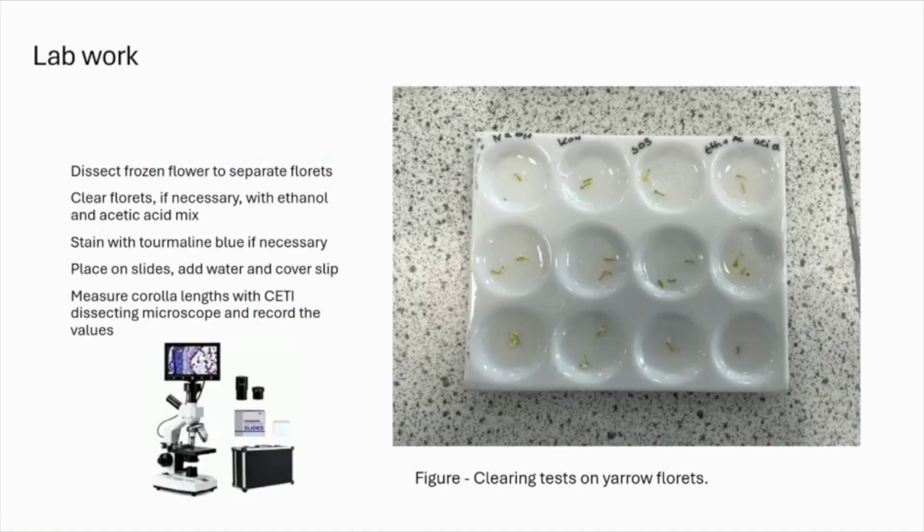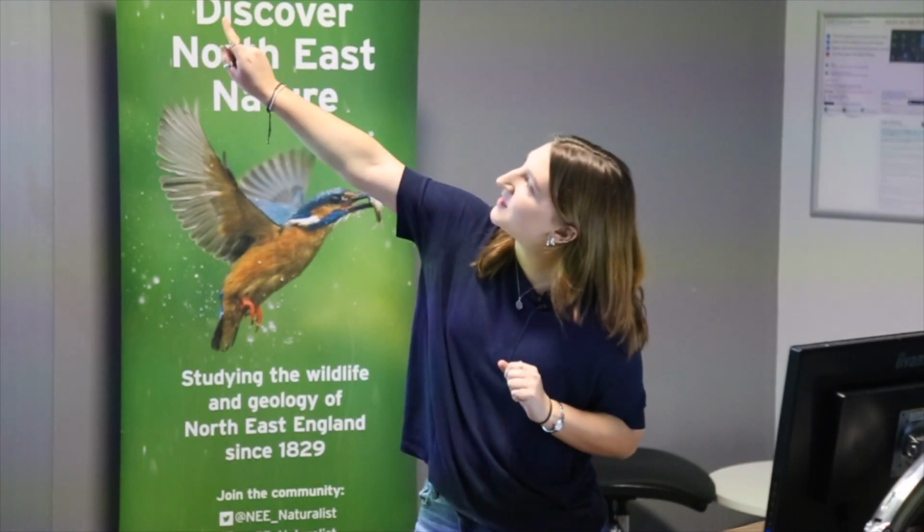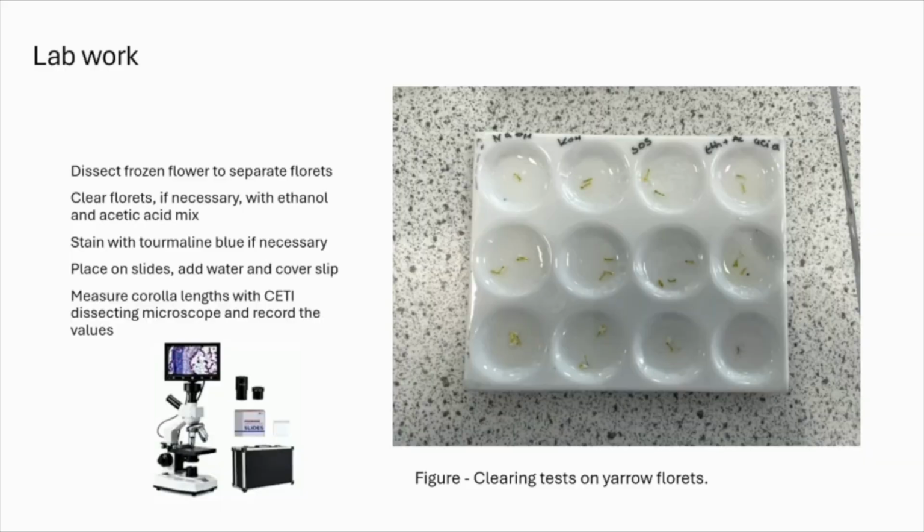And now for the lab work, this was 18 weeks of maybe 5 hours a week, every Friday, going into the lab, dissecting little tiny frozen flowers that he collected, clearing them, staining them if it needed to. And I wanted to show you how tiny they were. This plate is about that big. So you can imagine how tiny. These are yarrow florets. So you have the disc in the top 2 rows and the ray in the bottom 2, just there. So yeah, it was quite fiddly.